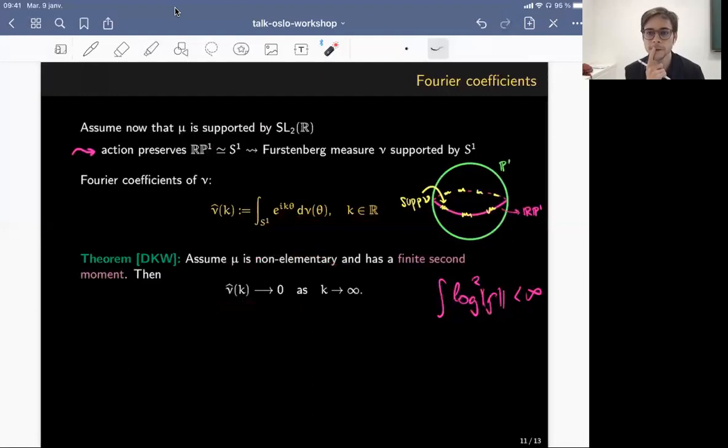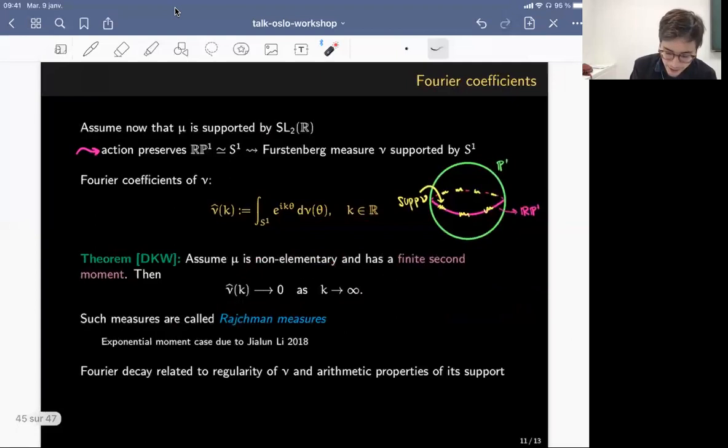It's so important that it has its own name. So these kinds of measures that have this decay are called Rajchman measures. So they have been very well studied since a very long time ago and are related to convergence of Fourier series and other arithmetic properties of the measures, etc. So what we prove then is that the Furstenberg measures of measures with finite second moments are Rajchman measures.